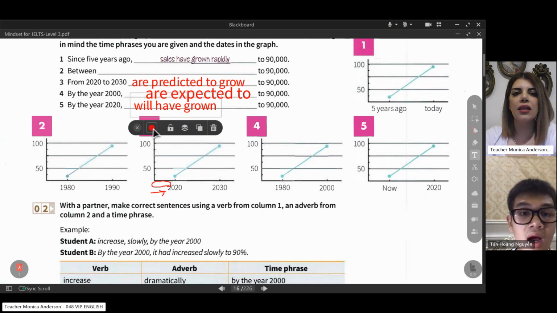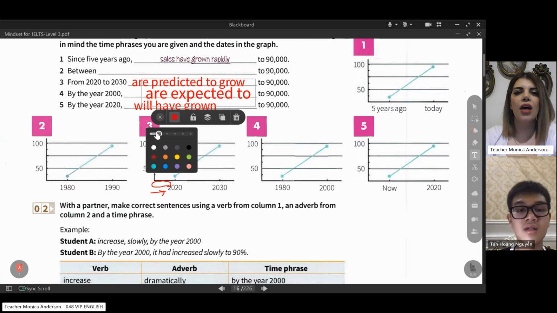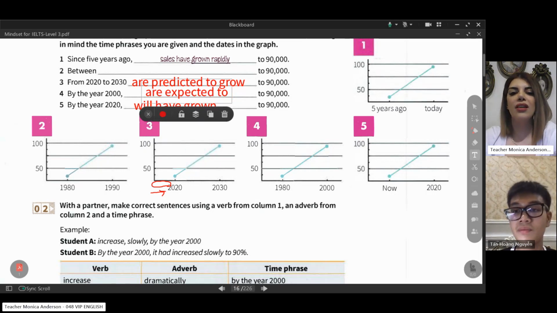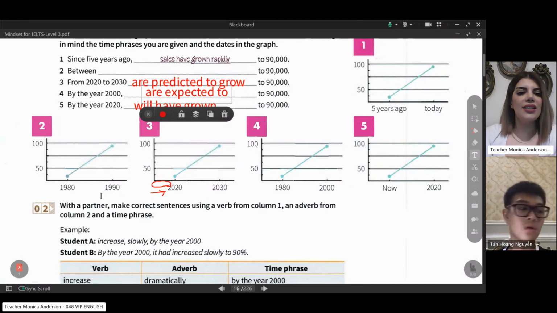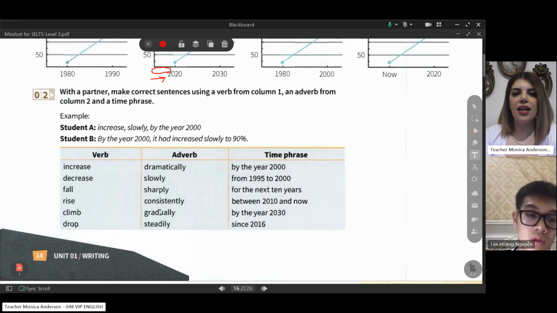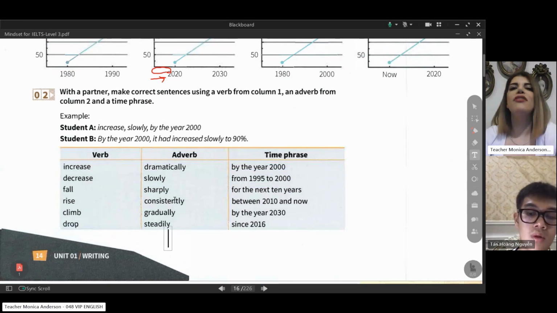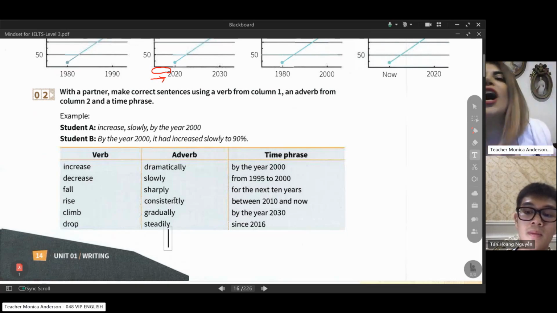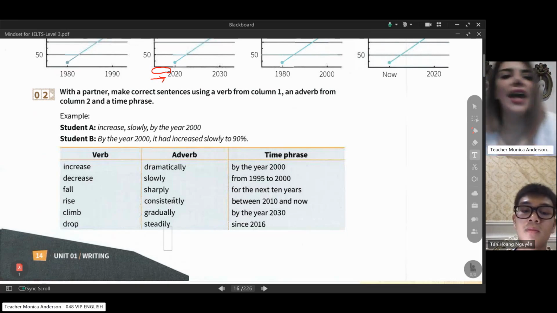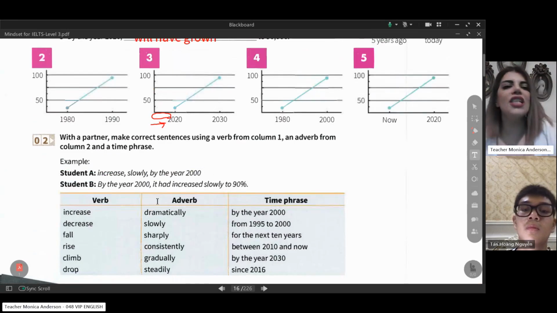Teacher, I think I haven't learned about this tense. Okay, so you haven't. So we can talk about it. Let's complete the first page first. Let's talk about verbs, and after that I will explain this tense in detail. Let's do the second part.